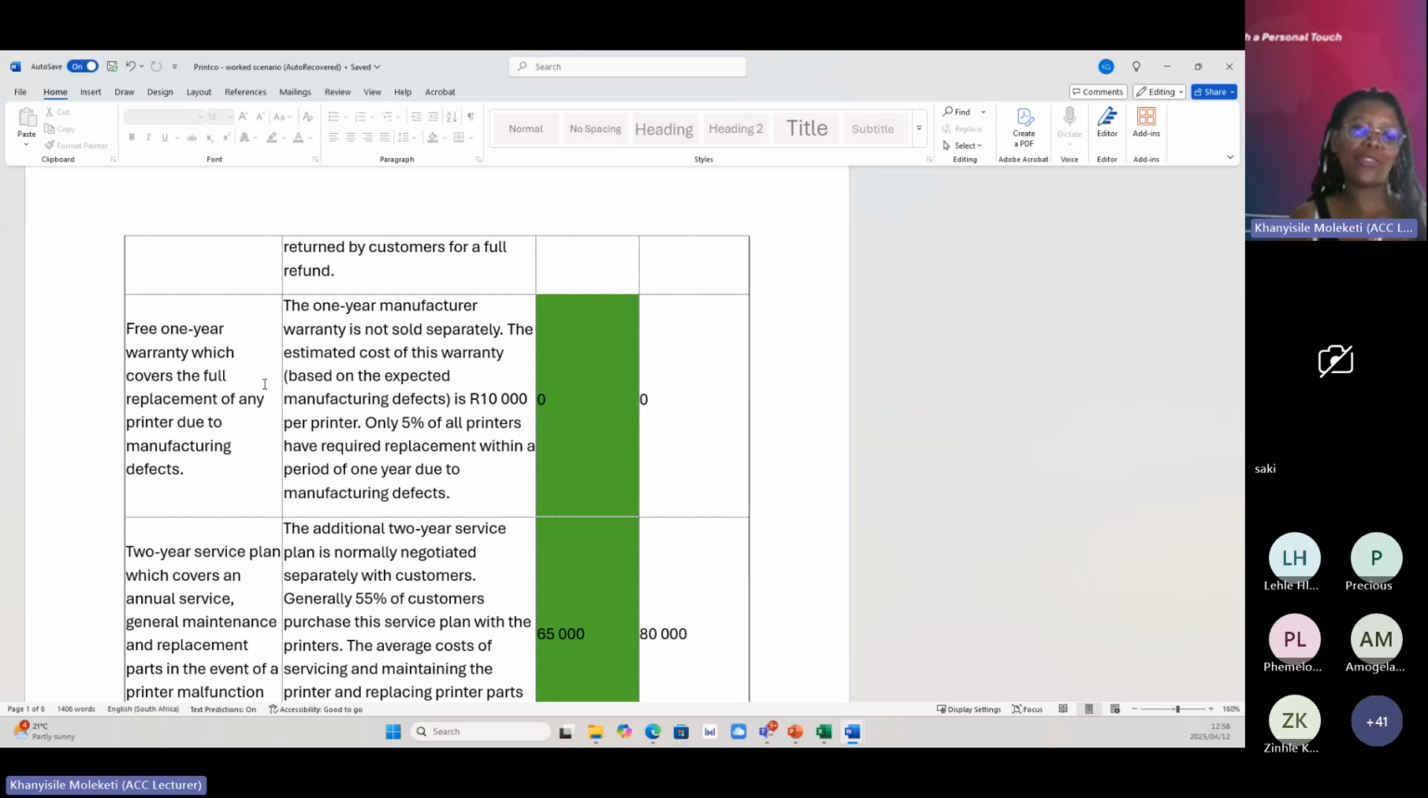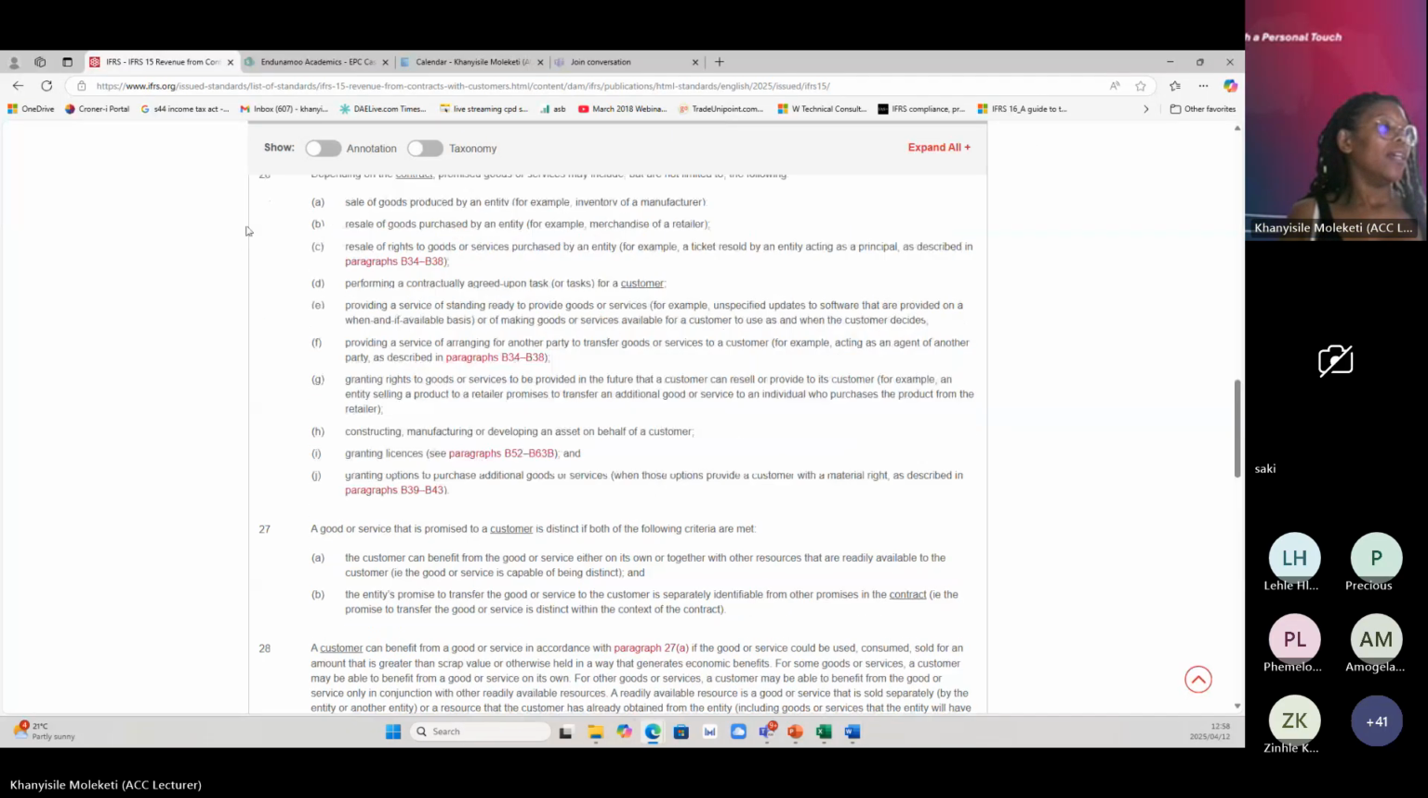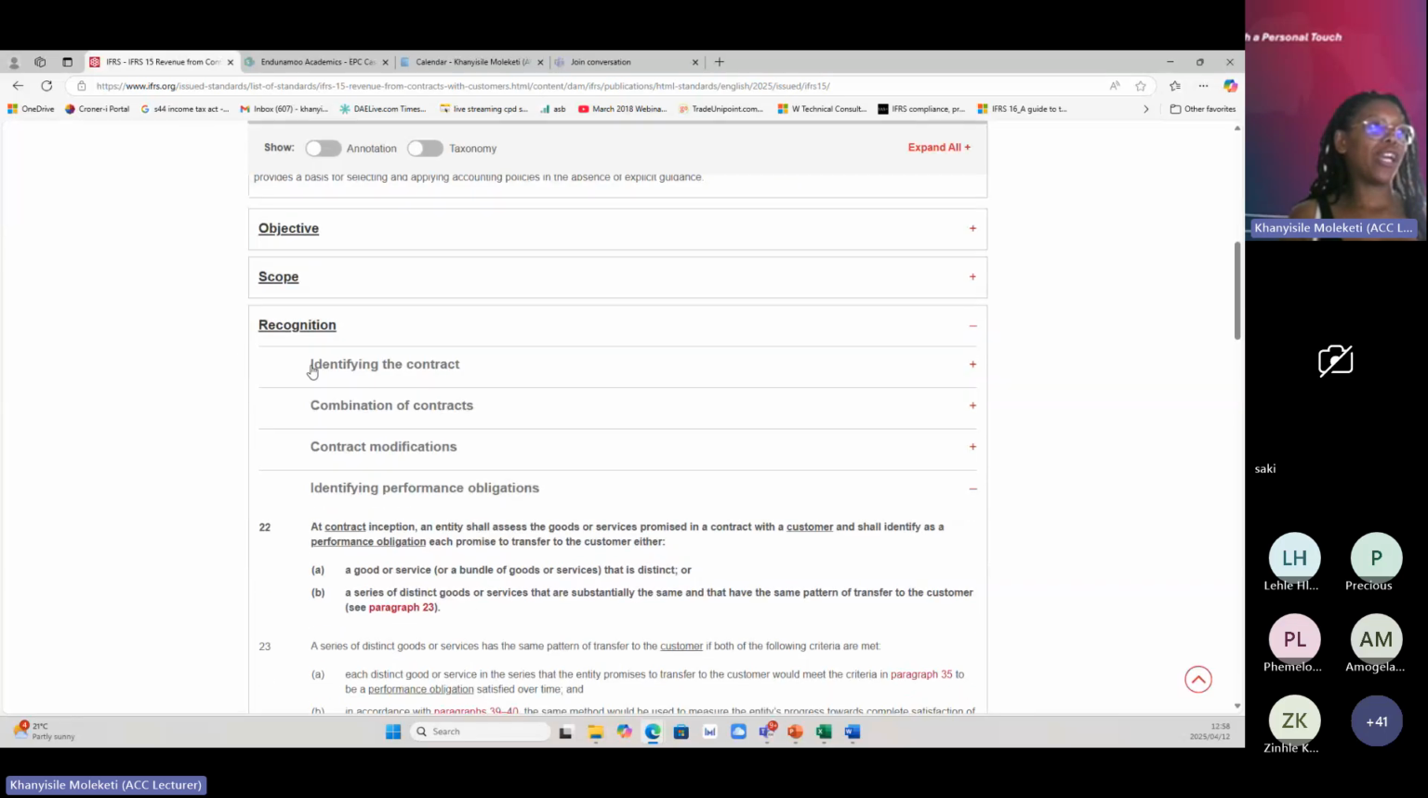Zinhle asked if step 1 is relevant. Yes, step 1 is relevant because it asks us to recognize and measure, and step 1 is part of recognition. So if you actually go into the standard, I just can't remember, I've still got to have it open. If we look at recognition, the very first part of recognition is identifying the contract. So step 1 falls within recognition, and therefore it is relevant in this question. They ask us to recognize and measure.